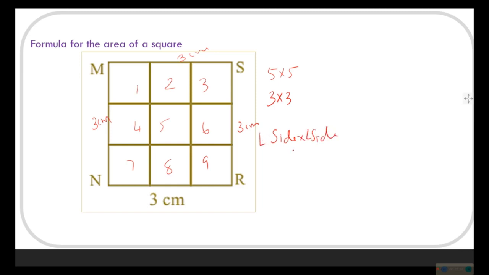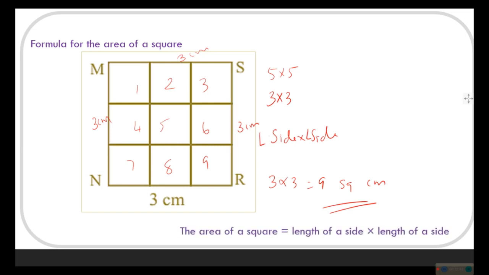Both are the same. And we will write the unit appropriately. For example, in this case I will write 3 into 3, which is equal to 9 square centimeter. 9 squares of 1 centimeter each is the area of the given square. This way we solve it. Understood? So this also you should keep in mind. Length of a side into length of the other side is the formula to calculate the area of a square.